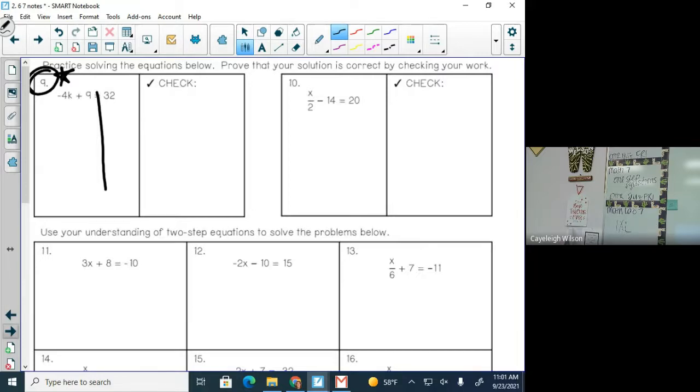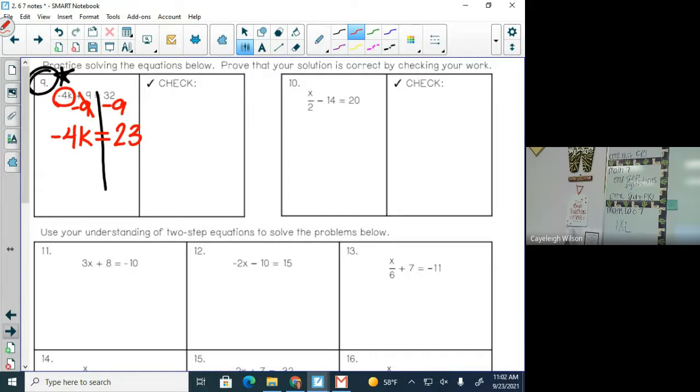All right, we're going to go over this problem and then we'll be out of time. But do not lose this. We're going to finish the back tomorrow and we're going to do some extra practice, okay? So don't pack up yet, it's not time. On number 9, the first thing we're going to do is get rid of the addition or the subtraction. I'm trying to get this by itself, so I need to get rid of this add 9 by doing what? Minusing 9, because the opposite of addition is subtraction. I always get rid of the addition and subtraction first. So that leaves me with -4k equals 23.